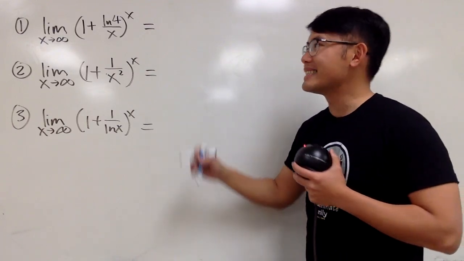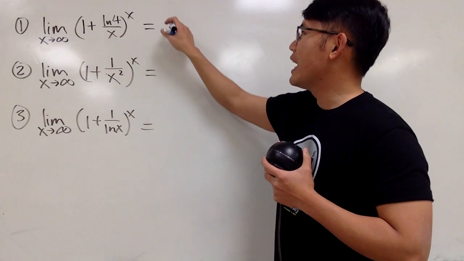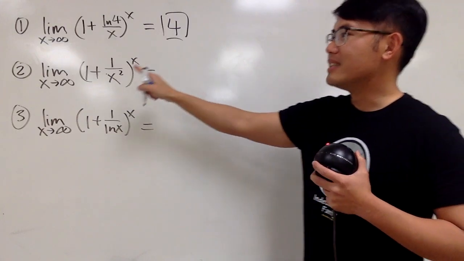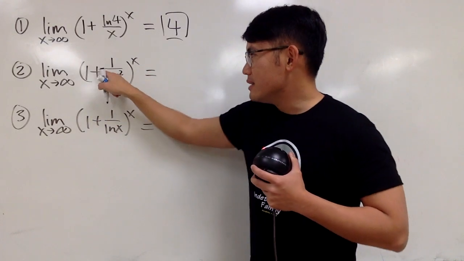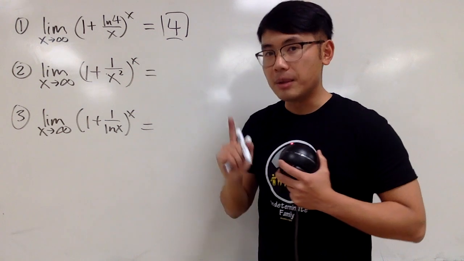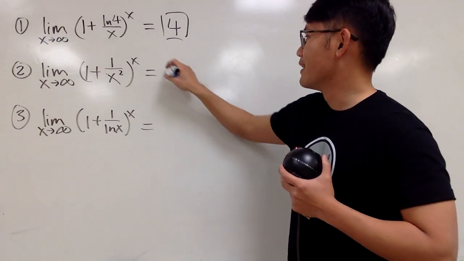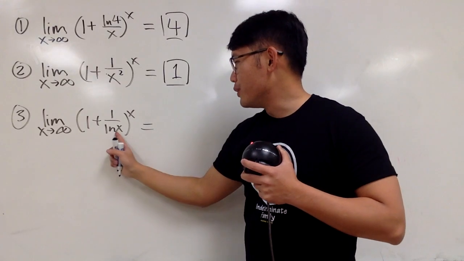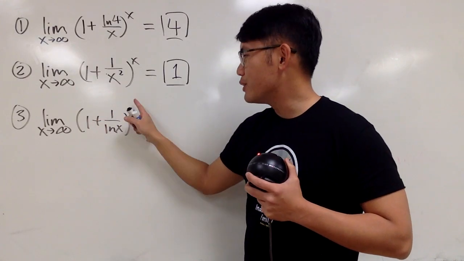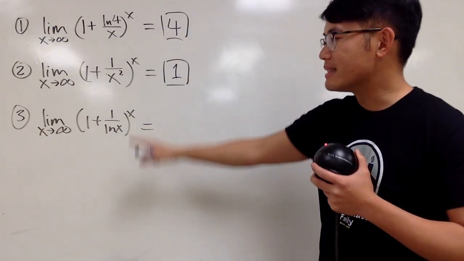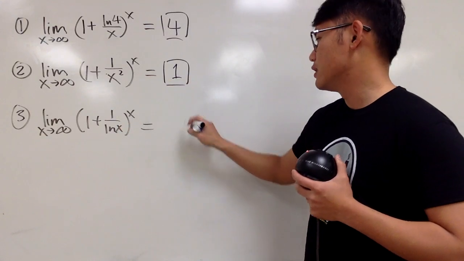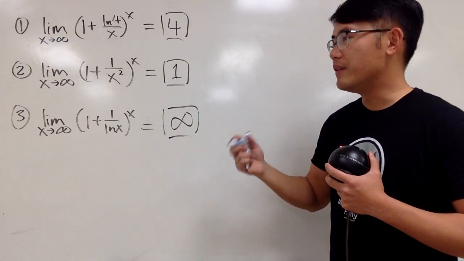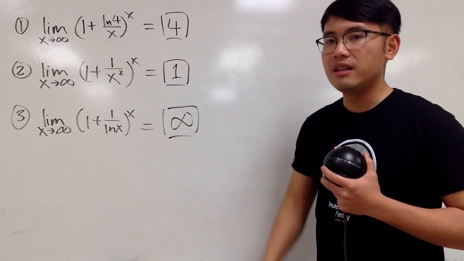But let me tell you guys that the answer to the first one is, you get a nice number, 4. Alright? And then the answer to the second one, and yes, this is in the form of 1 to the infinity's indeterminate form, you end up with the one that people like. And lastly, if you put infinity into here and here, and yes, this is again 1 to the infinity's power indeterminate form, but the answer to this limit is infinity. Right? So they all have different answers, even though they are all 1 to the infinity indeterminate forms.